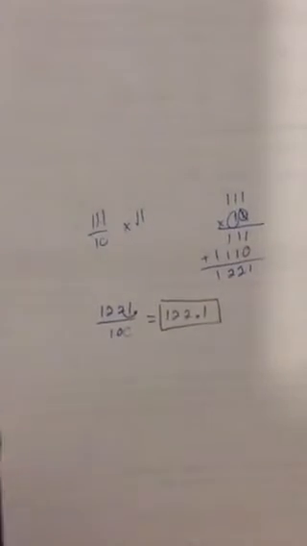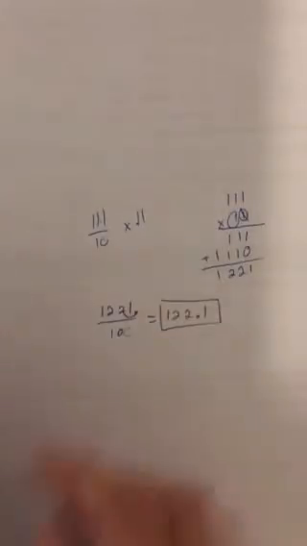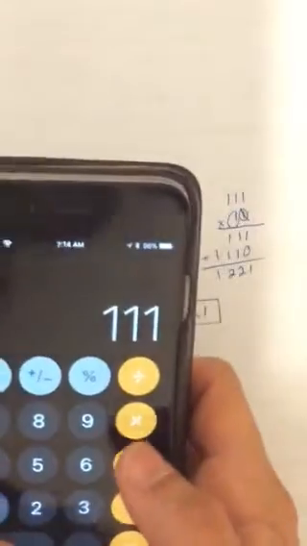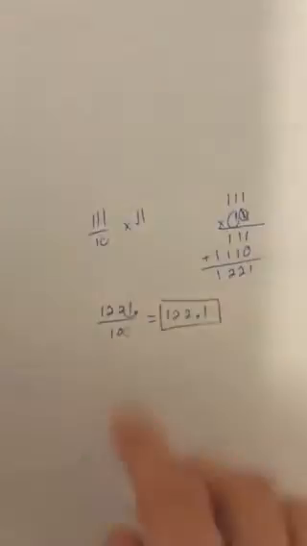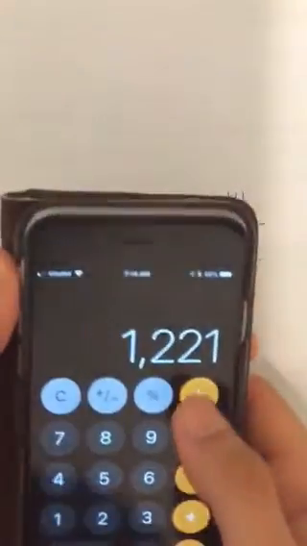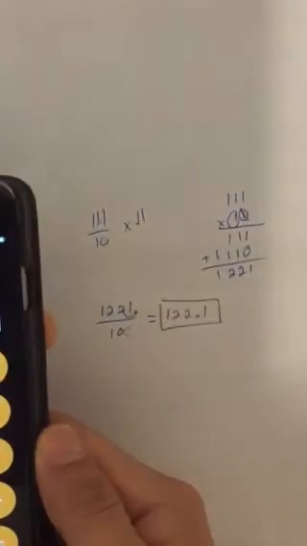Let me just make sure I'm doing this right. So 111 times 11 equals that, sure enough. And then divided by 10, 122.1. Okay, perfect.